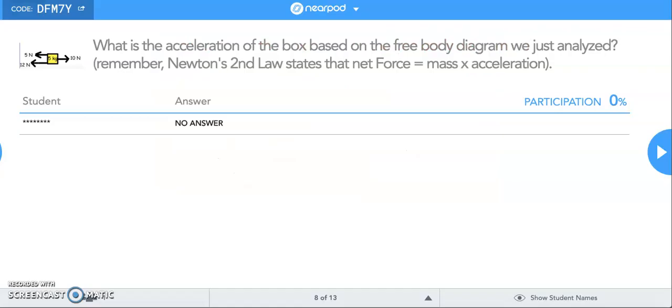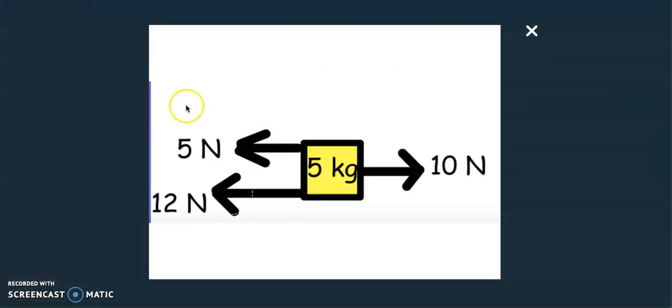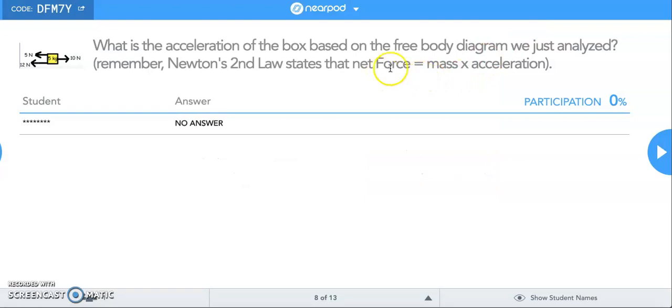Our next question in Nearpod is using Newton's second law, which is F net equals m times a, the mass times acceleration, to determine what the acceleration of the box is, the same box we just looked at. So we just determined that the net force on this box is 7 newtons to the left. That means we're going to use that information paired with the mass of the box to determine the acceleration. So we know our net force is 7 newtons to the left. We know our mass is 5 kilograms.